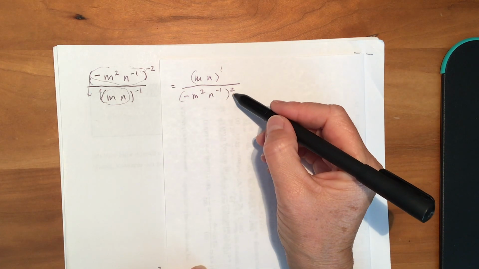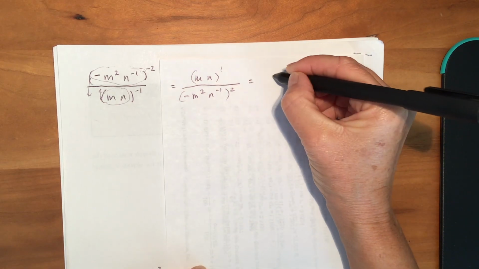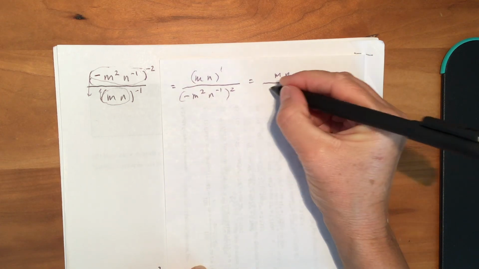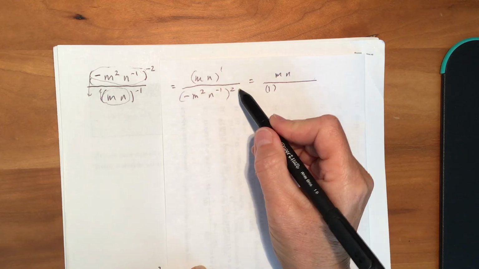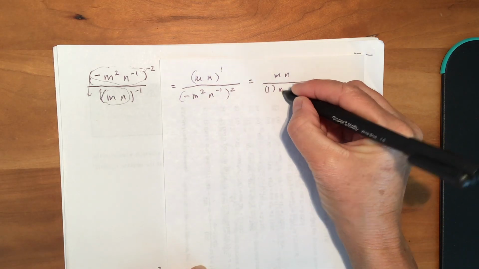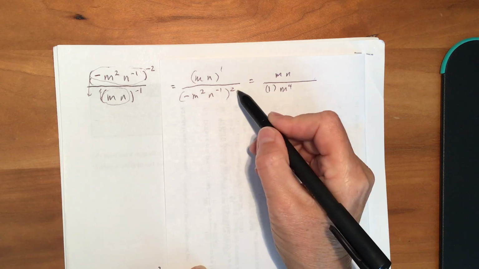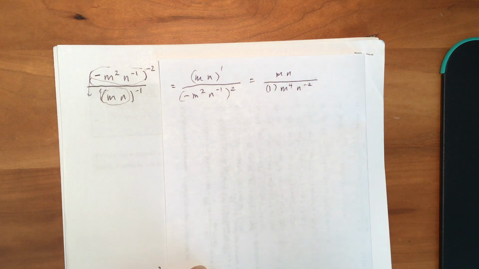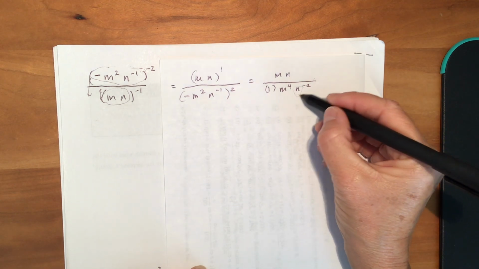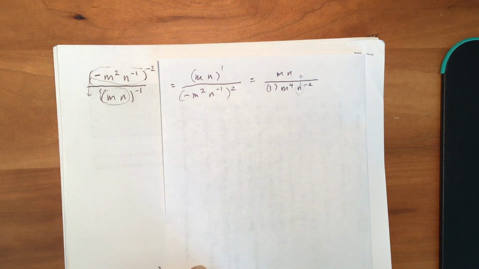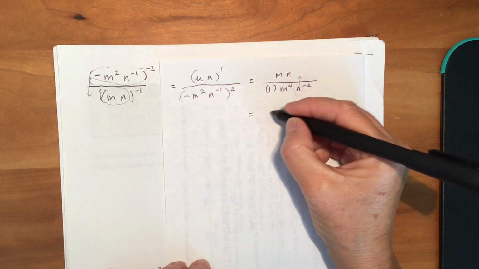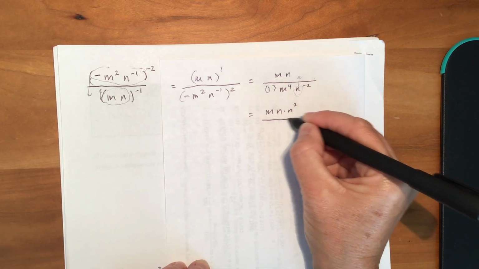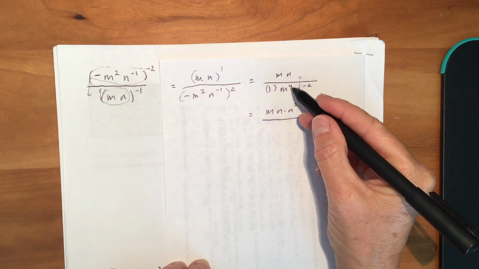And so now I'm going to multiply this out. So this is going to give me mn in the numerator, and negative 1 squared is just going to be 1, times m squared squared is going to be m to the 4th. And then n to the negative 1 squared is going to be n to the negative 2. Right? So now in this next step, I'm going to take this n and put it into the numerator with a positive 2 power. So this is going to become mn times n squared, so I'll do it in 2 steps, divided by, in the denominator, now we just have m to the 4th.